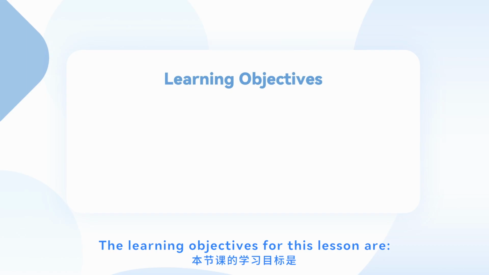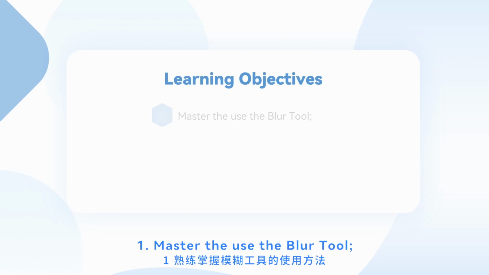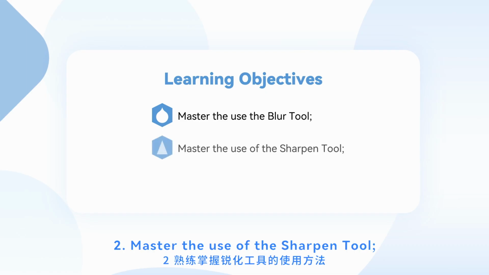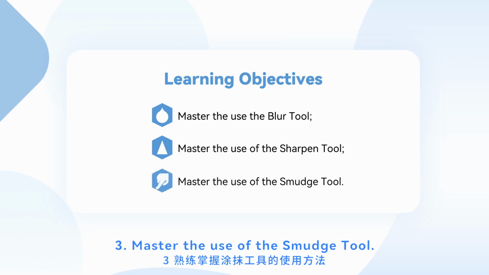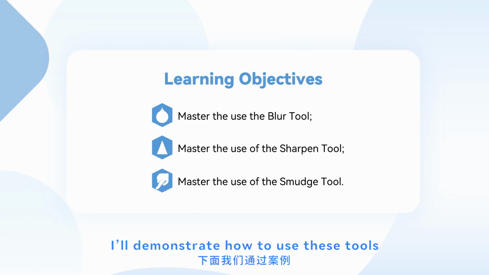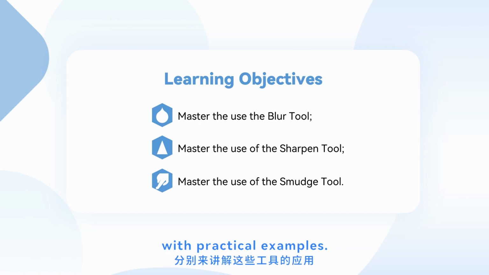The learning objectives for this lesson are: 1. Master the use of the Blur tool. 2. Master the use of the Sharpen tool. 3. Master the use of the Smudge tool. I'll demonstrate how to use these tools with practical examples.